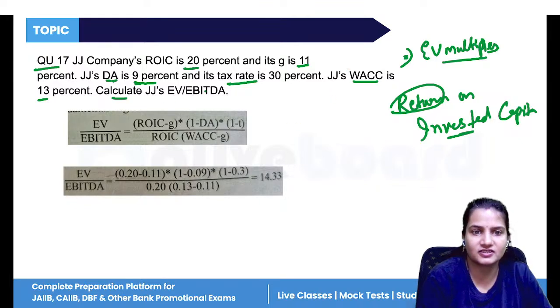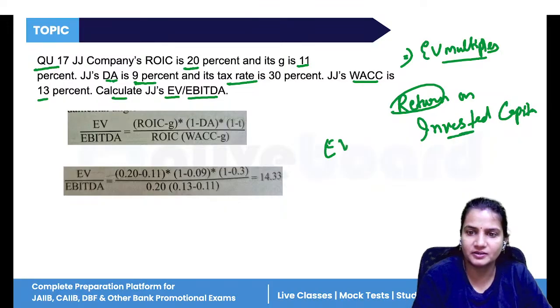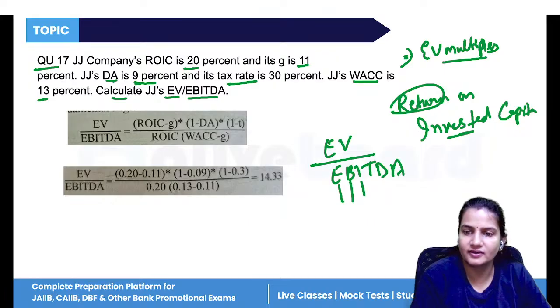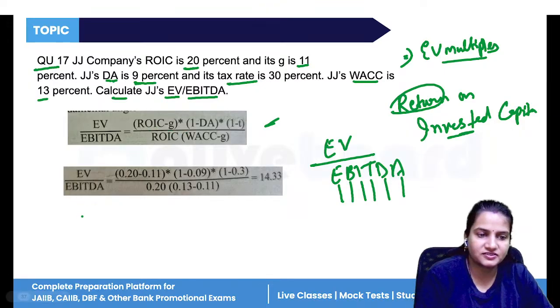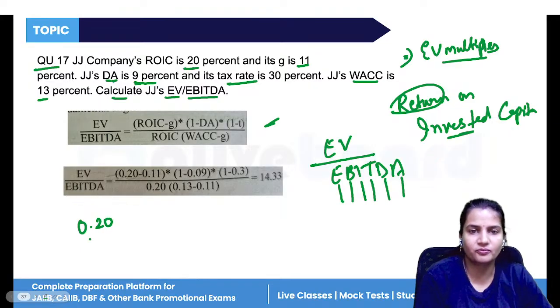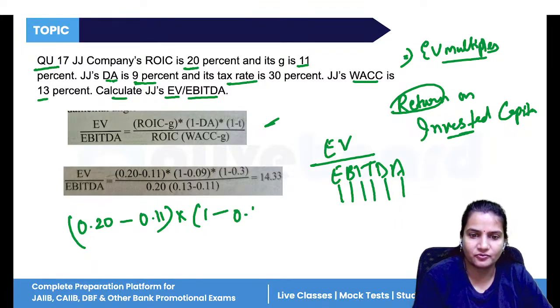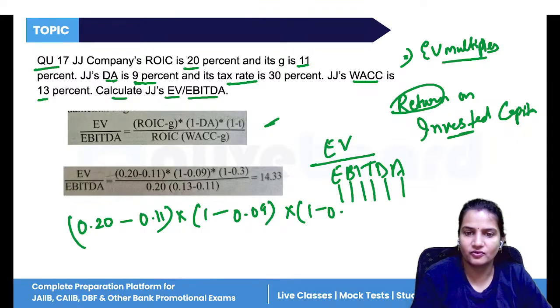Now, calculate JJ's EV upon EBITDA. So, EV is enterprise value upon EBITDA. EBITDA is earnings before interest, tax, depreciation, and amortization. For this, you have to learn the formula. This is the formula. Now ROIC minus growth: return on invested capital is 20%, so we can write 0.20 minus growth, which is 11%, 0.11, into 1 minus DA. DA is 9%, that is 0.09, into 1 minus the 30% tax rate, 0.3.